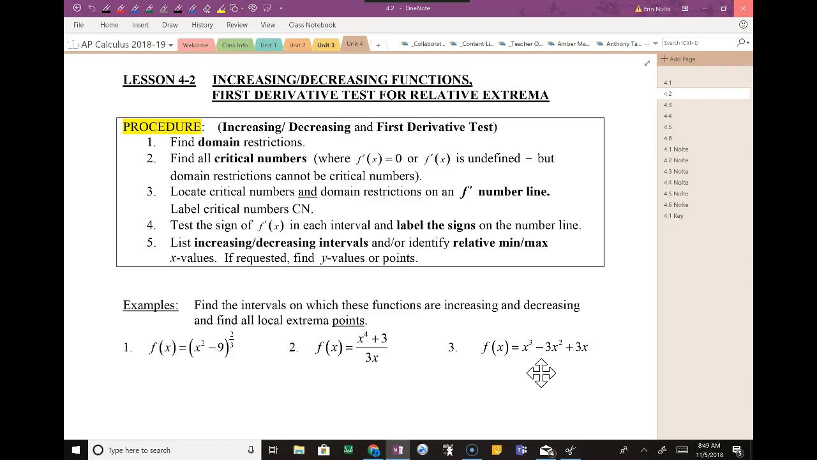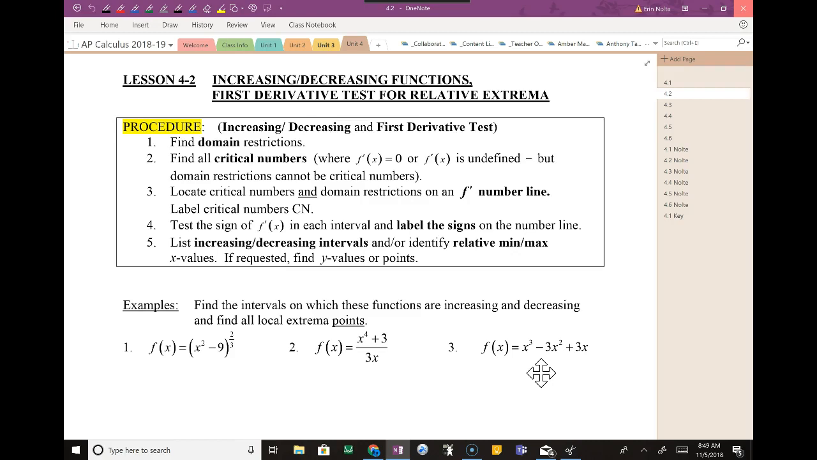Okay, so first thing that you have to do is find the domain restrictions. It becomes very important to know where your domain restrictions are because it is possible that, number one, your function just might not exist between a certain interval, or you might have holes and vertical asymptotes. Remember, functions are not differentiable when the function is not continuous, and that happens when you have domain restrictions. Step 2 is then finding your critical values.